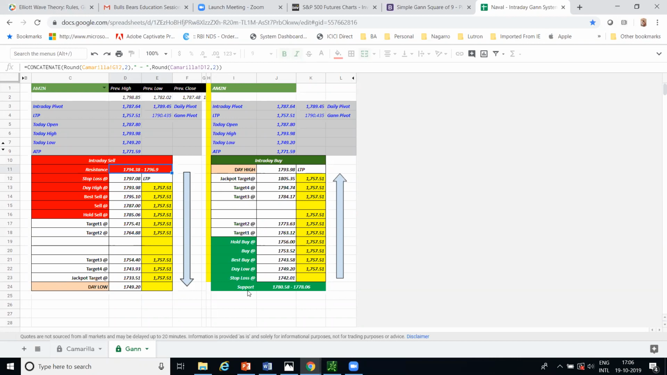Also, if you want to see the confirmation, you look at the support here. The support was 1780 to 1778, which was broken, right? So this gives me confirmation that yes, I am going in the right direction, and I use my daily pivots and the Gann pivot. If my price goes below my daily pivot and Gann pivot, it means it's time to reverse. If the price goes above this, it's time to go long.